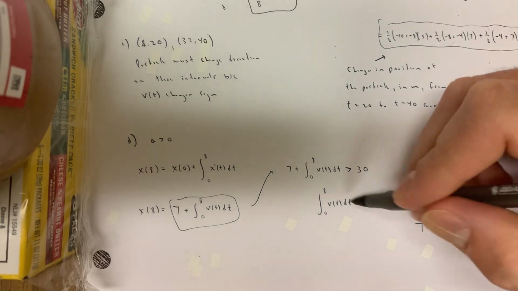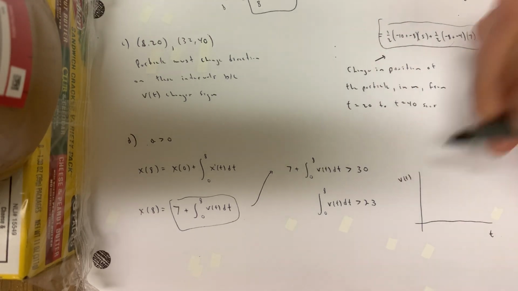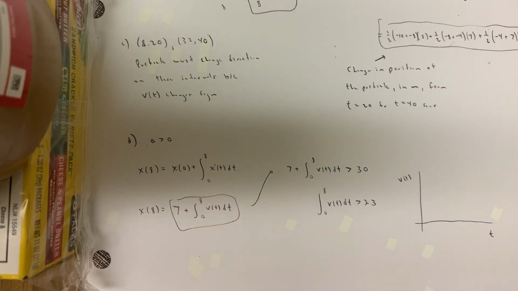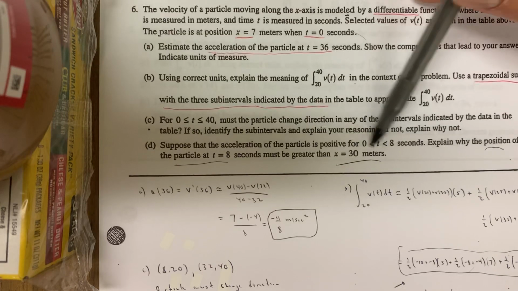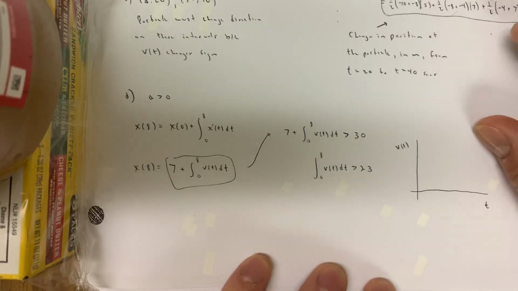Here's where things get real snarky. It's not too terrible to get right there. You could do it. Here's t, here's v of t. And we're only going from 0 to 8 here, you might notice. It said so up here. The acceleration is positive from 0 to 8 seconds, and we also know we're integrating from 0 to 8 right here.